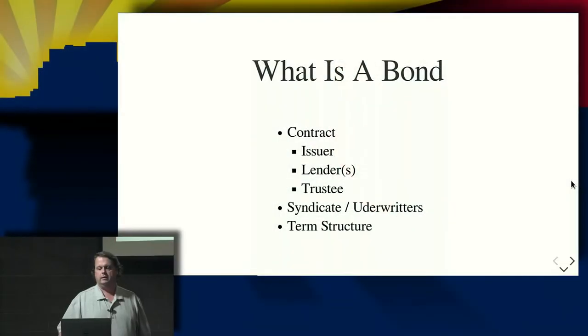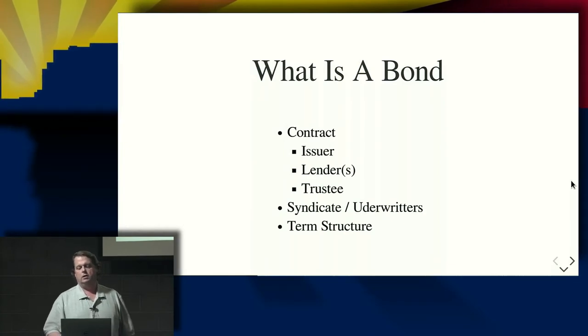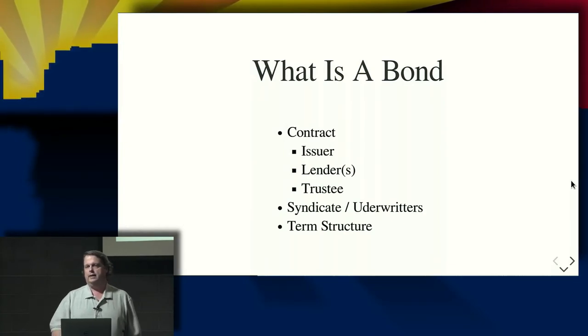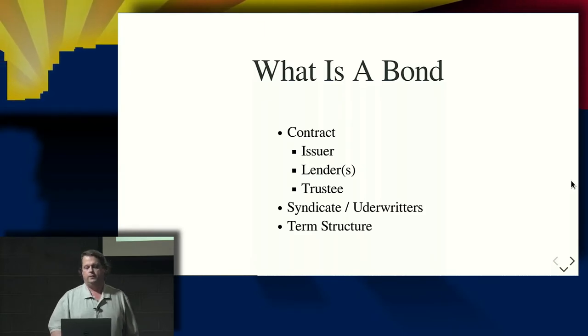So in order to get into that, I'm going to very quickly go through some of the elements of financial instruments like a bond. It's basically a contract. There's an issuer and a lender and a trustee. The issuer is borrowing, the lender is providing the cash, and the trustee is making sure that certain rules are followed.